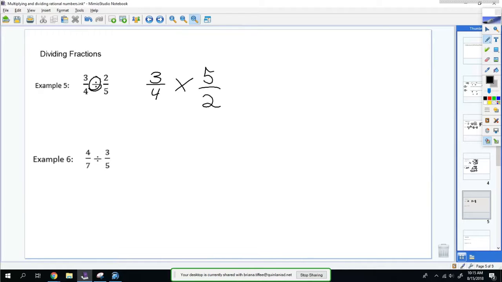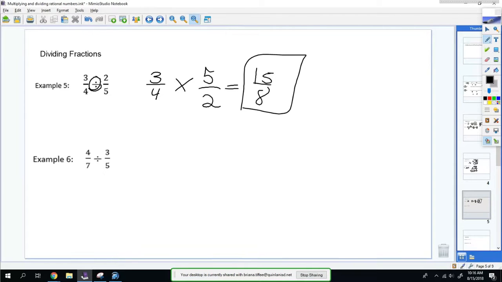And you just multiply. Remember, when you multiply fractions, you multiply straight across. So you have 15 over 8. And I'll just leave it 15/8. You can change it to a mixed fraction, but 15/8 I'll keep.